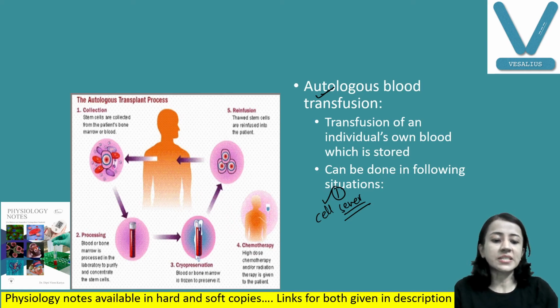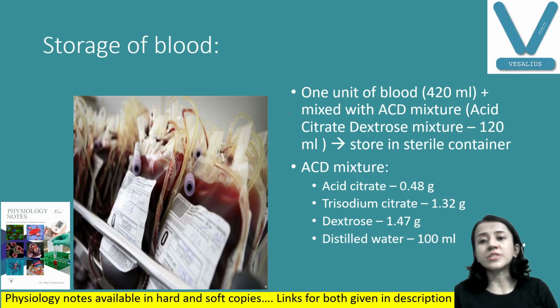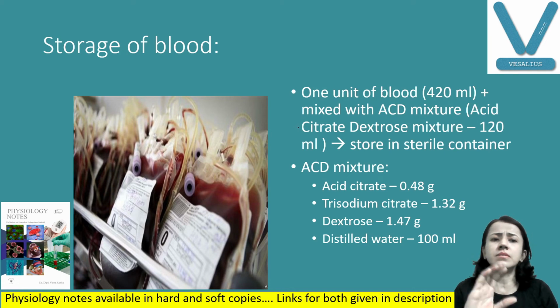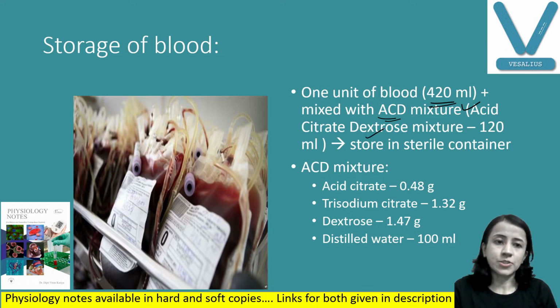Now storage of blood is another small topic we are going to discuss along with this. Storage means blood is stored in the blood bank, in this kind of blood bags. Now what are the constituents in the blood bag? One unit of blood, that is 420 ml, is mixed with the ACD mixture, acid citrate dextrose. This mixture contains citric acid, trisodium citrate, dextrose, and distilled water.